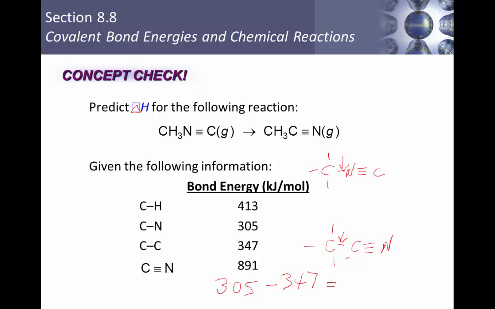Okay, I'm going to subtract those, and I get, can I do a basic subtraction here? Oh my gosh, 42. Ooh, that was hard. And now it's going to be negative, meaning this reaction is overall exothermic, and that's kilojoules per mole. Okay, let's see if we're right. And we are. Okay, cool.